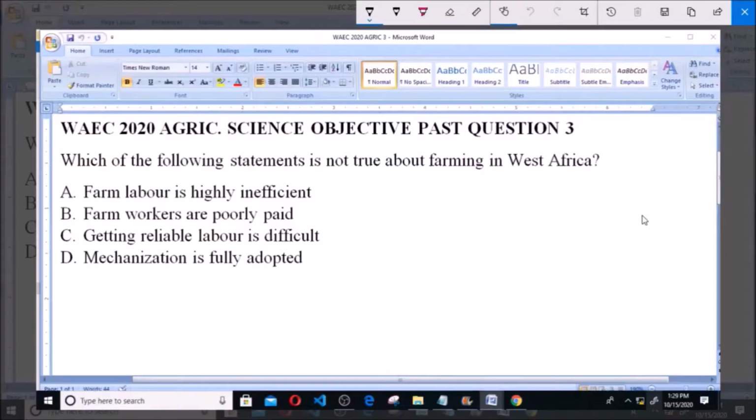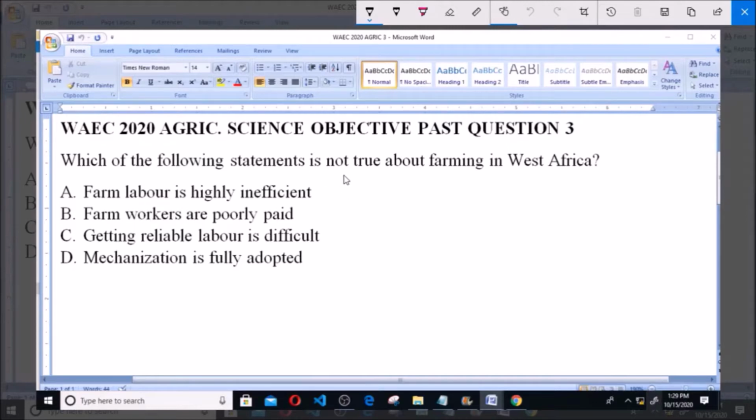Hello and welcome. I will be answering Waec 2020 Agric Science Objective Past Question 3. Which of the following statements is not true about farming in West Africa? A. Farm labor is highly inefficient. B. Farm workers are poorly paid. C. Getting reliable labor is difficult. D. Mechanization is fully adopted.